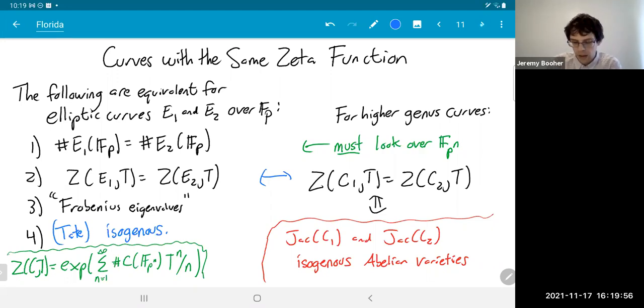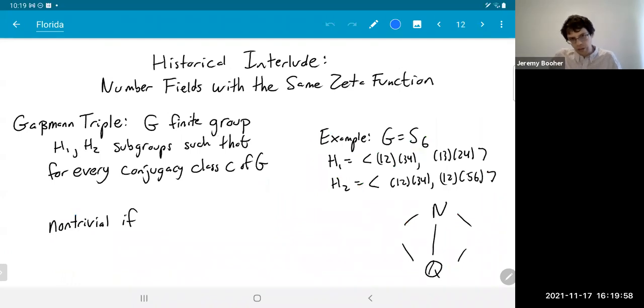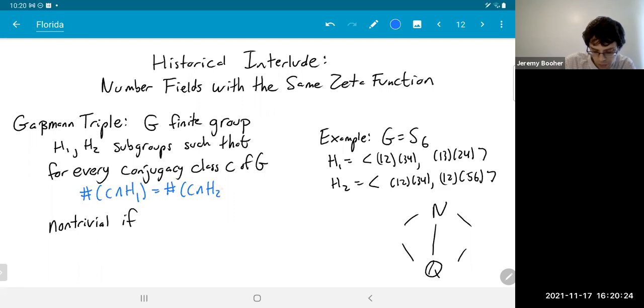Before I do that, though, I want to put in a little historic interlude about number fields with the same zeta function. This was studied in the early 20th century, and Gassmann came up with a nice way to produce examples. His idea was, suppose you have a finite group G, and you have two subgroups that look the same to conjugacy classes. In other words, for every conjugacy class of your group, if you take the size of the intersection of that conjugacy class with these two subgroups H1 and H2, they always have the same size. So those are subgroups which look the same in this manner.